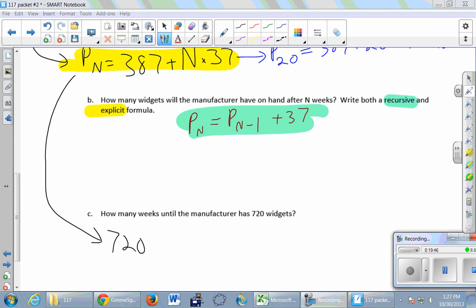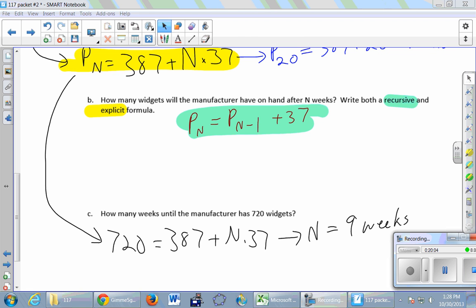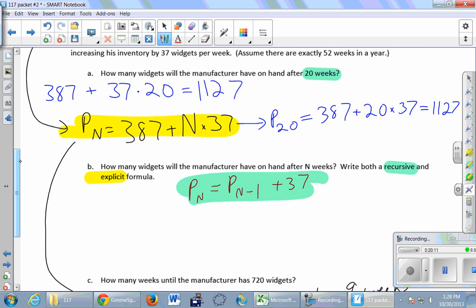So the equation we just copy, 720 equals, and then you get to do algebra, which you're familiar with, and you solve. And what is the answer here? 9 weeks. Okay, so there's two different kinds of things that I can ask you to plug in. I can give you the population, like 720 widgets, or I can give you the time, like 20 weeks. You just got to know which one goes where and then find the other one. Okay, next page.